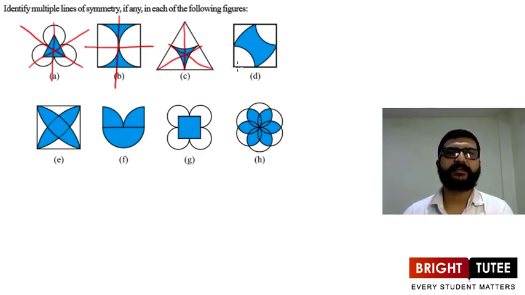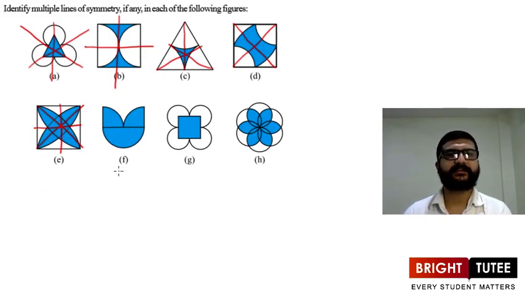Now let's see the next one. For this we can have diagonals as lines of symmetry, this one and this one. These are the two lines of symmetry for this figure. Now the next one, we can have diagonals as lines of symmetry like this, and we can have two more lines of symmetry, one like this and another like this. So these are the four lines of symmetry for this figure.